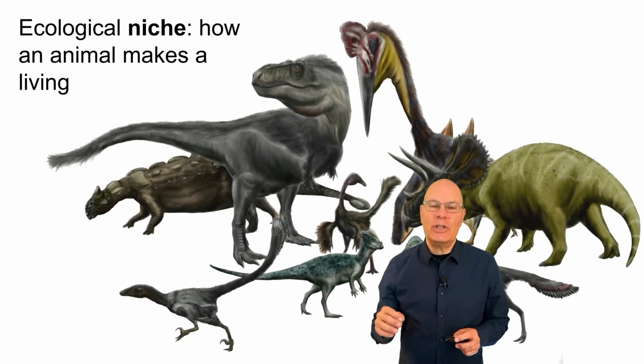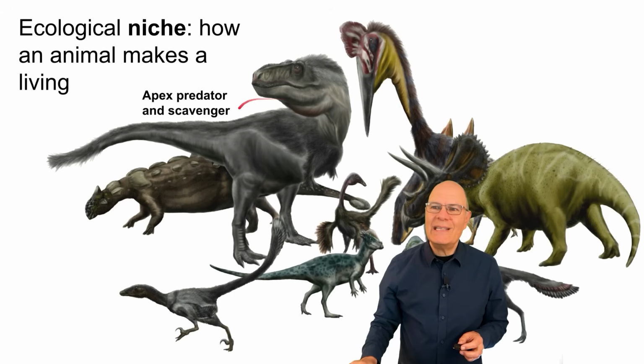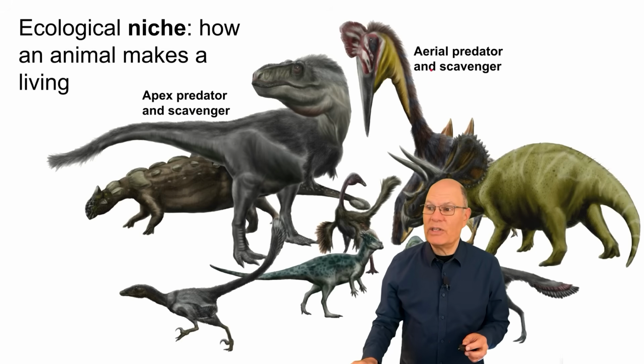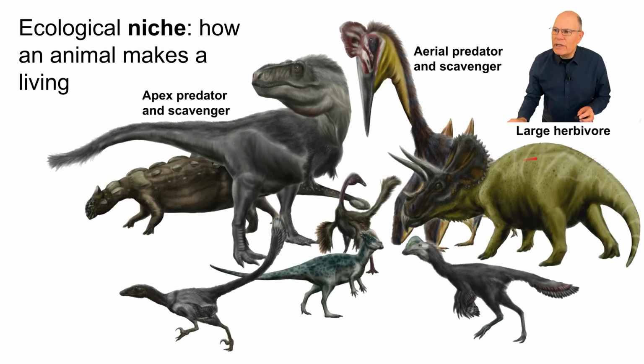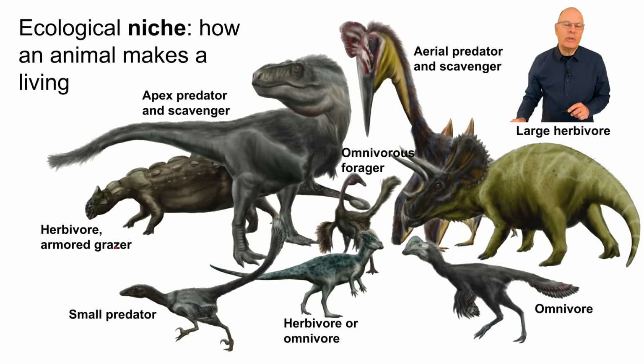Here we have a bunch of dinosaurs and other Mesozoic reptiles. This one is an apex predator and a scavenger. This flying reptile over here was an aerial predator and a scavenger. This, the Triceratops, was a large herbivore. Here's an omnivorous forager. This one's an omnivore. This one's an herbivore or an omnivore. This one's a small predator, and here's an herbivore, also an armored grazer. Those are various dinosaur niches.